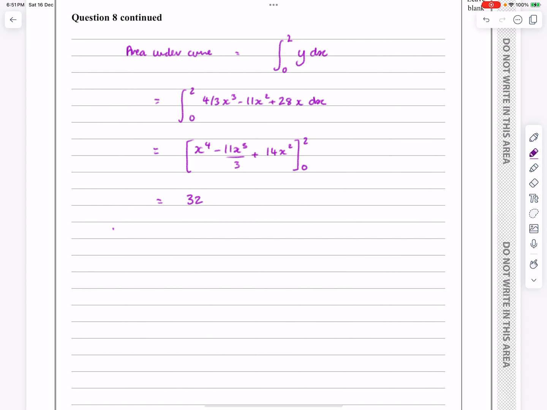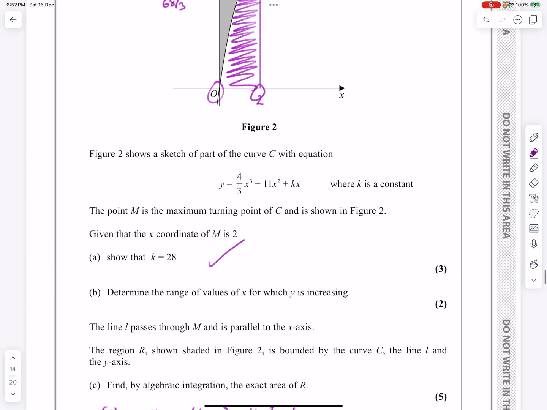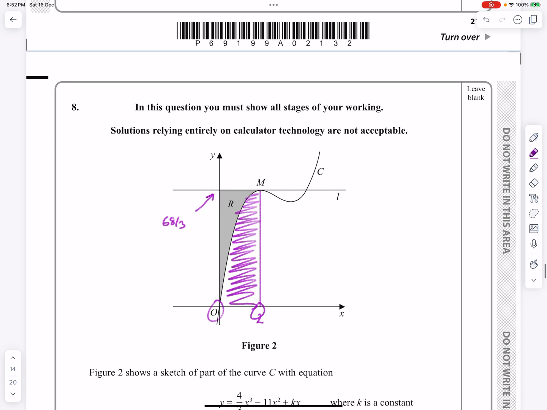And so the shaded area, as we said, is the area of the rectangle minus that area we've just worked out, and that works out to be equal to 40 over 3. Okay, nice question. Lots of different parts to that. Hopefully that all makes sense to you.